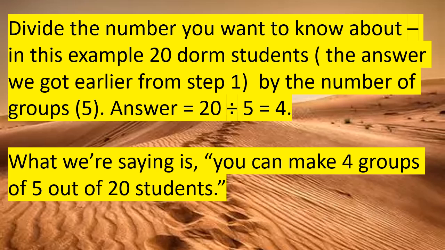Divide the number you want to know about. So in this example, 20 dorm students, which was the answer we got earlier from step 1. Divide it by the number of groups, which is 5 groups. So the answer is 20 divided by 5 equals 4. So we're saying you can make 4 groups of 5 out of 20 students.